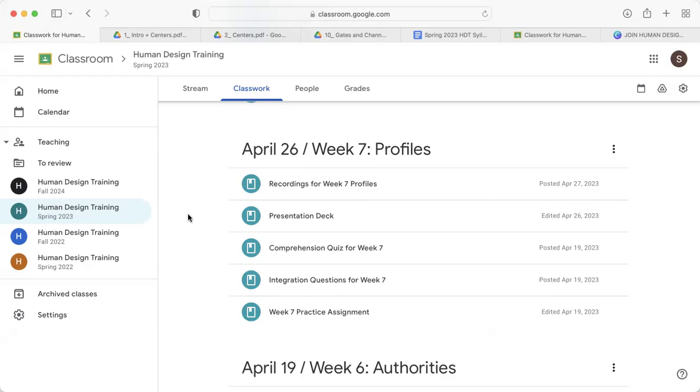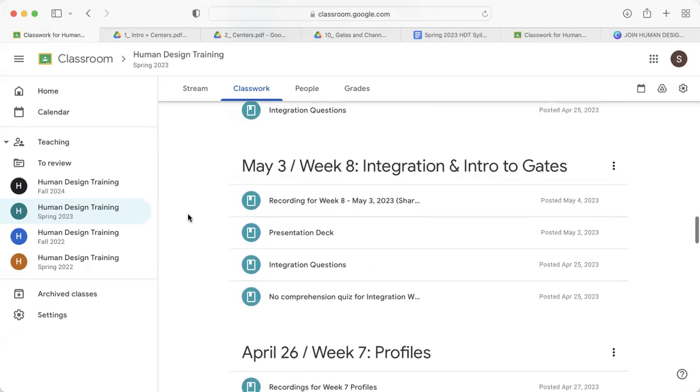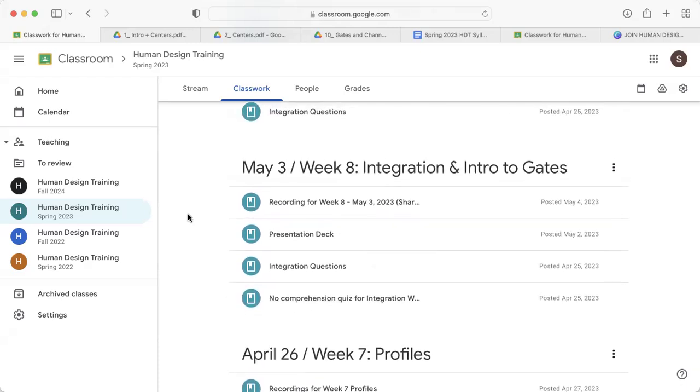Which then gets us to profiles. Yeah, profiles. Then you get into profiles, the 6 profile lines. We have videos on each of the 12 profiles. I would definitely encourage checking that out. It's really useful information. And then we go into gates.